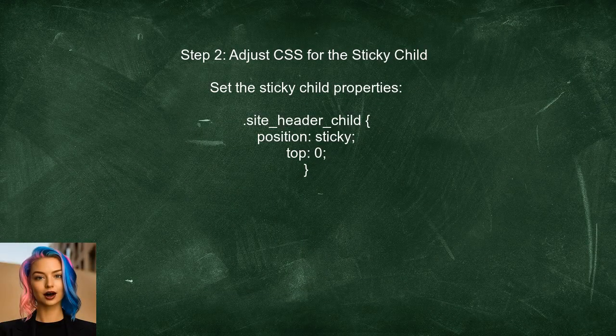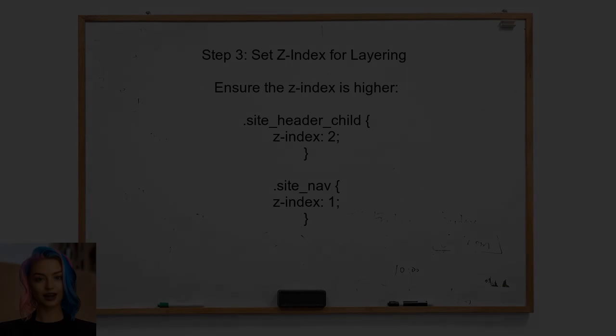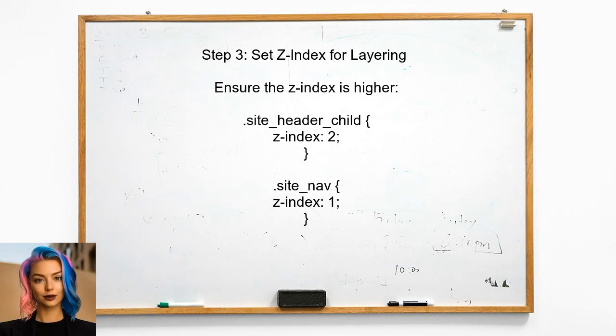Next, the user should adjust the CSS for the sticky child element. The child should have a position of sticky and a top value set to 0. This will allow it to stick to the top of the viewport when scrolling. The user should also ensure that the z-index of the sticky child is higher than that of the parent. This will prevent any overlap issues with other elements on the page.